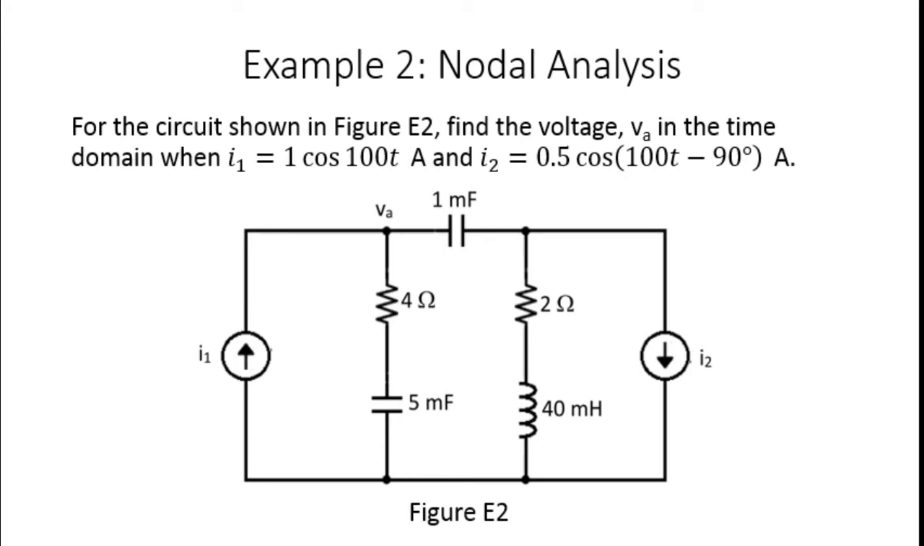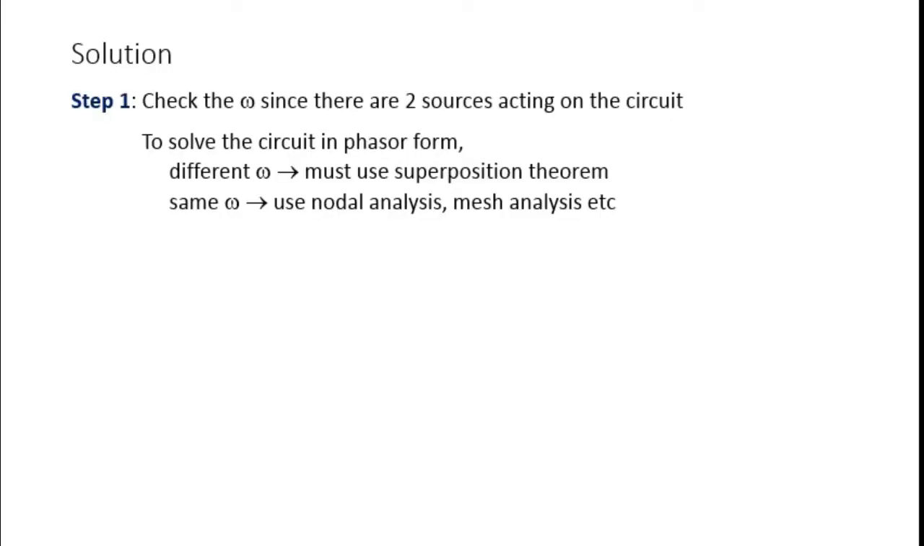Now we will see our final example, which is on nodal analysis. In this example, you need to find VA when you have two different current sources acting on it, which is current I1 and current I2. Since there are two different sources acting on the circuit, we need to figure out the omega value first. So we need to compare the omega of the two different sources that we have.